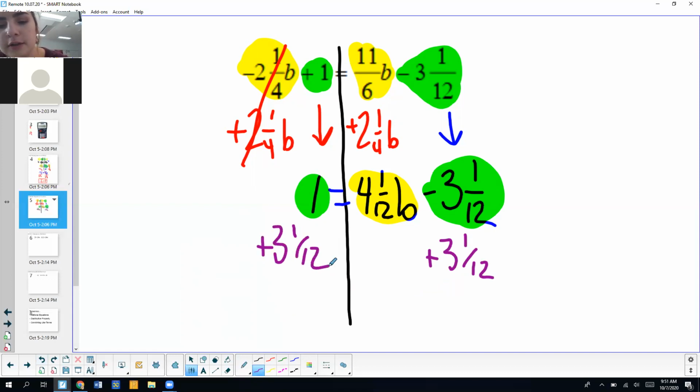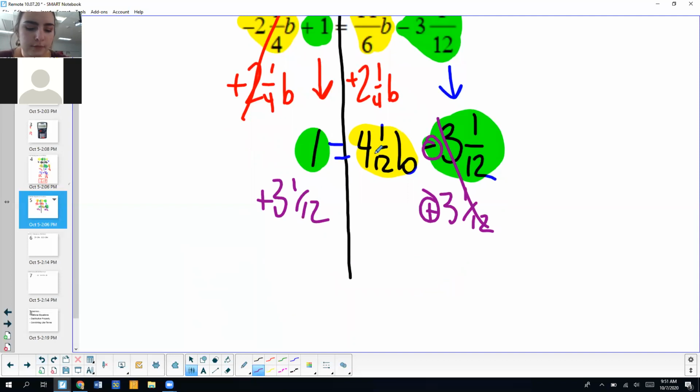Because remember, to move a negative term, you're going to add, and that's going to cancel on the right. So all we're doing is taking 1 plus 3 1/12, which is pretty easy to do in our head, which is 4 1/12, but I'm still going to make sure I'm right. I'm going to add it in my calculator. I'm going to take 1 plus 3 ABC 1 ABC 12, hit enter, and I've got 4 1/12 equals, and I'm going to bring down my variable term, 4 1/12 B.